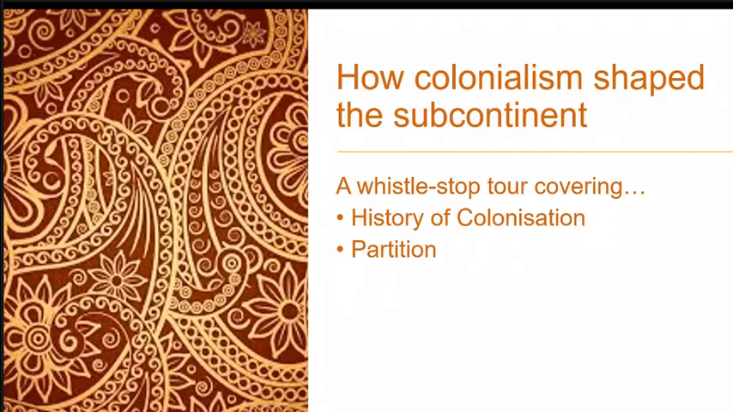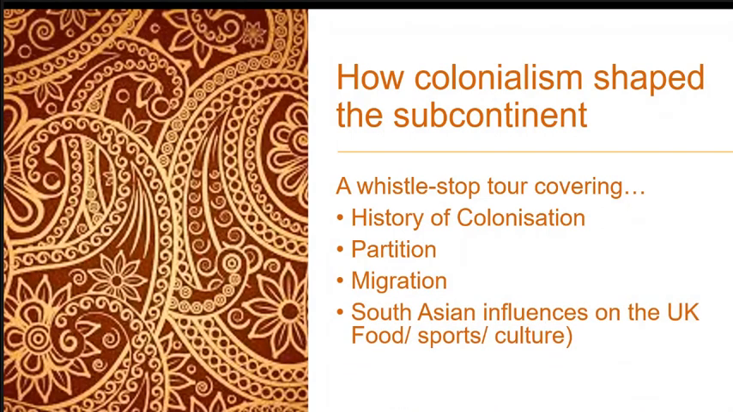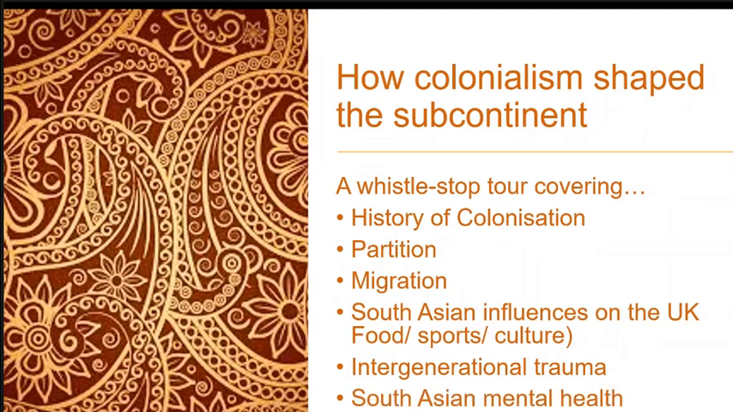I don't fully know exactly the details of it, so we'll have some points. A little bit about migration after the partition. South Asian influences on the UK that came with the migration. After all of that, the intergenerational trauma of the generations of people that were migrating from the subcontinent, and the impact of that really. And then that leads us into South Asian mental health.